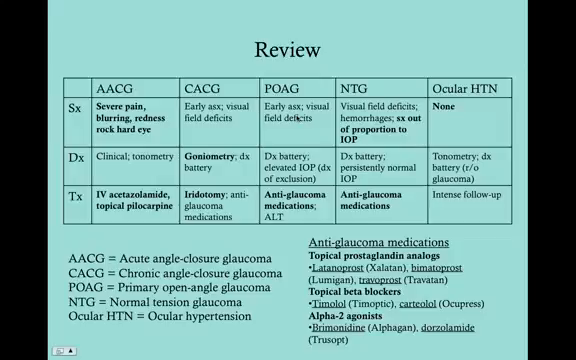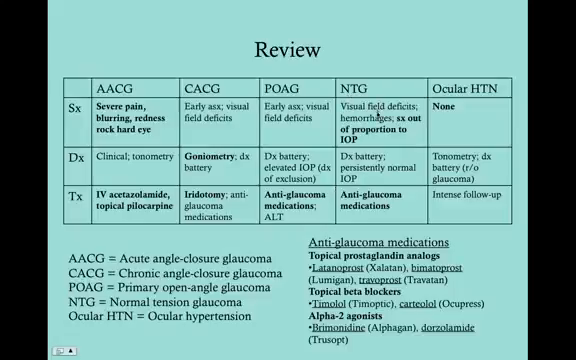Primary open-angle glaucoma is your diagnosis of exclusion. You want to exclude particularly chronic angle closure glaucoma and normal tension glaucoma, and that's done by, respectively, your goniometry and your tonometry. And the treatment here is going to be anti-glaucoma medications. You can also use laser therapy and surgical therapy.